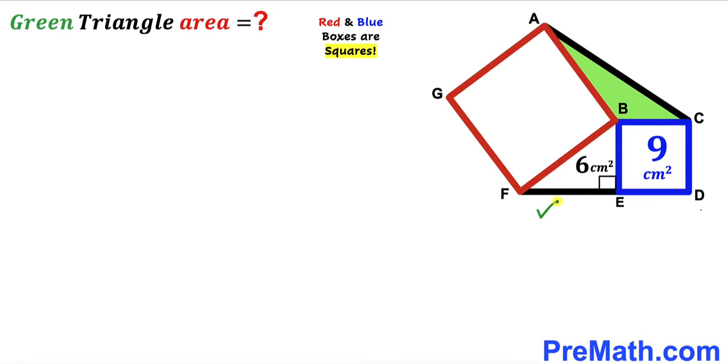In this video, we have this blue square BCDE and the red square ABFG put together, as you can see in the given diagram. As a result, we end up with this right triangle BEF and the green shaded triangle ABC. The area of the blue square is 9 cm², whereas the area of the right triangle BEF is 6 cm². Bear in mind that the red and blue boxes are squares. Our task is to calculate the area of the green shaded triangle ABC.